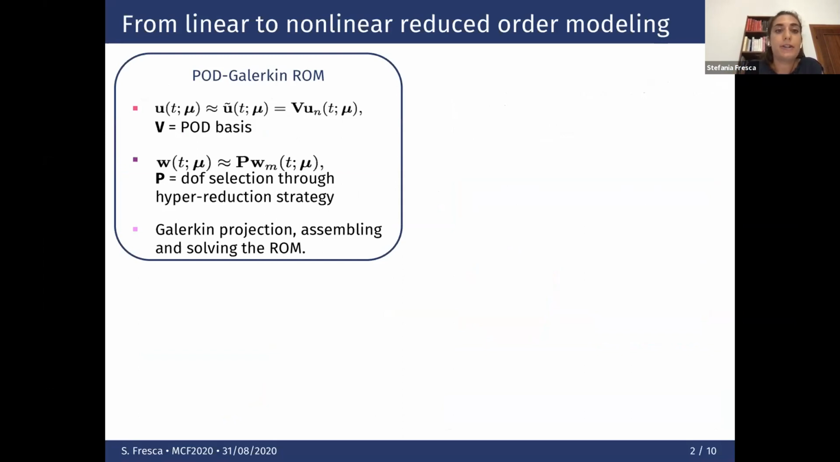In this case, the matrix V is computed through proper orthogonal decomposition, which exploits the SVD of the snapshot matrix. Then the matrix P is computed, where P is a DOF selection through a suitable hyperreduction strategy, which allows, at testing time, to assemble the operators of the ROM without relying on the high-dimensional arrays. Then the Galerkin projection, the assembling of the ROM and its solution are performed.